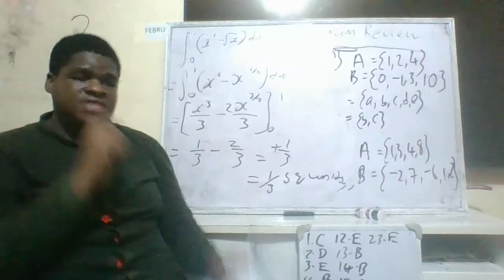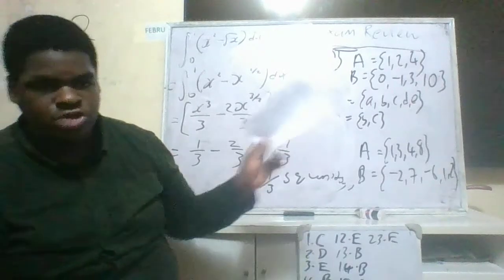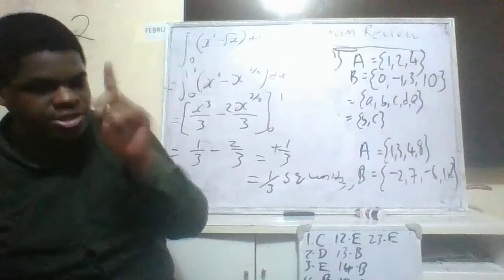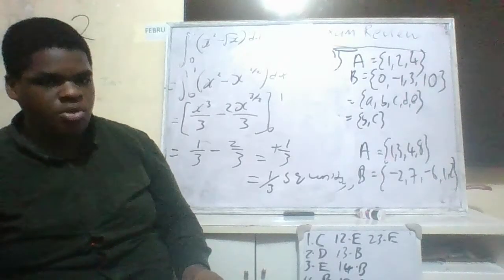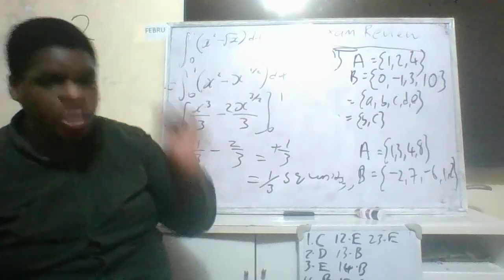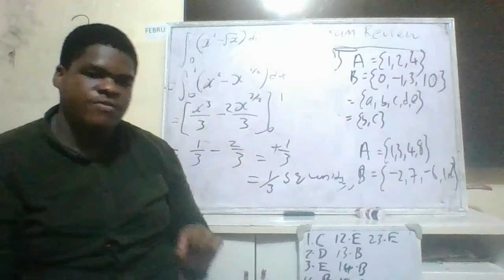The thing is that this lecturer is different from the MTH 123 lecturer. The MTH 123 lecturer will fail you if you pick 1 over 3 units. Yes, Mr. Bonnie will fail you if you pick 1 over 3 units. You are supposed to pick 1 over 3 square units, and if you don't see 1 over 3 square units, you pick none of the above.